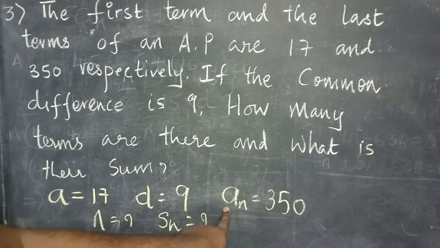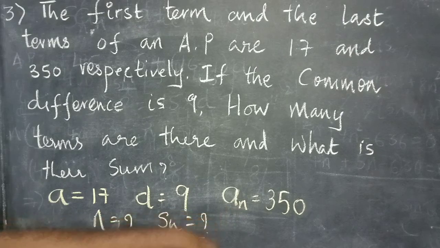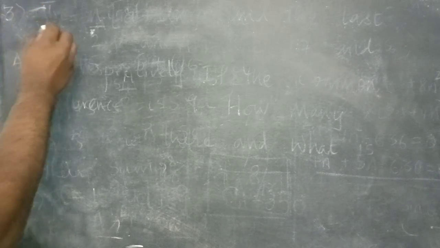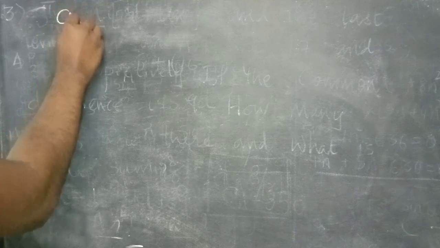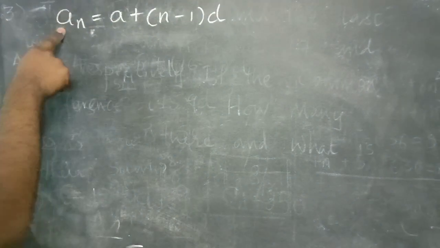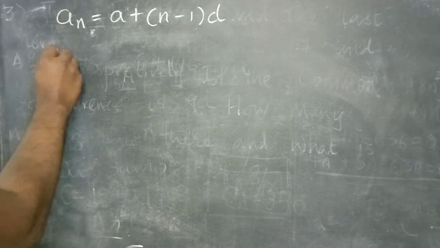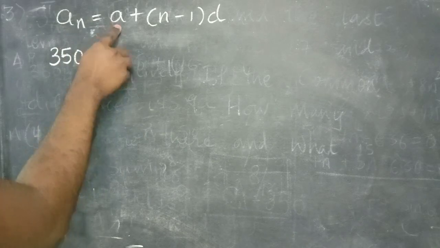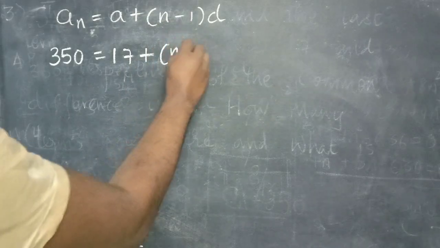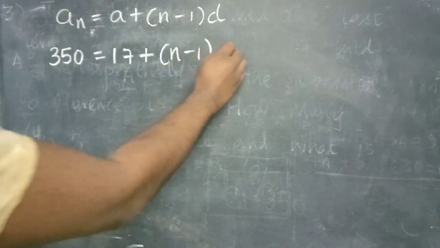Since we have the value of the last term, that is an, we should use the formula Sn equals n divided by 2 times a plus an. The first step is to find out the value of n. To find the value of n, I use the formula: the nth term of an AP is given by an equals a plus n minus 1 into d. Now what is the value of an? The last term, which is equal to 350. What is the value of a? A is 17, plus n minus 1 as it is. Then the value of d is 9.